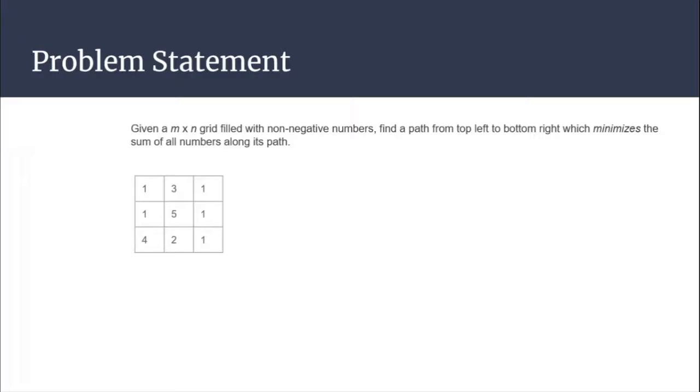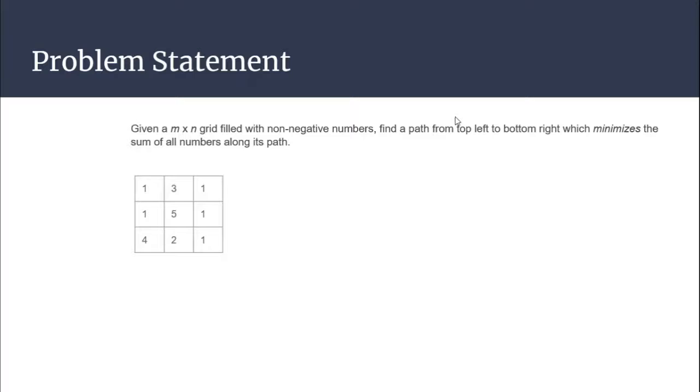We are given a grid of size n cross m filled with non-negative integers, and we have to find the minimum sum path from the top left corner to the bottom right corner, which minimizes the total sum. So basically you have to start from cell (1,1) and end at cell (n,m).